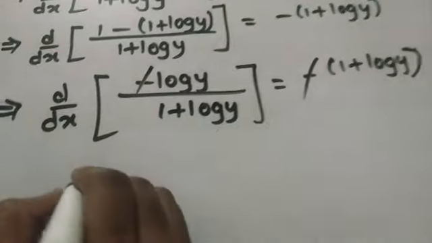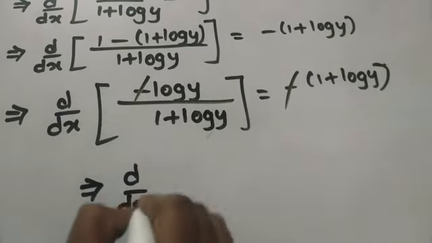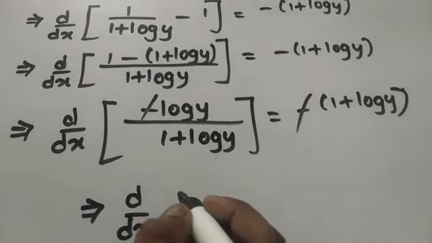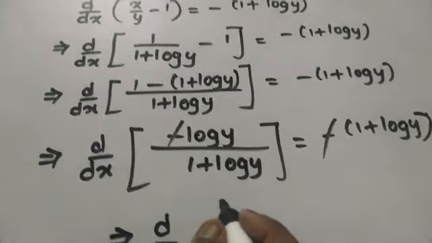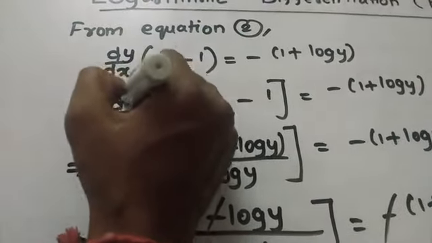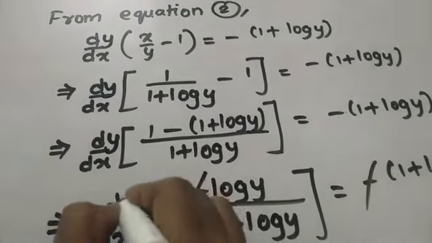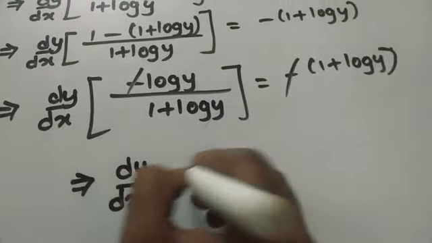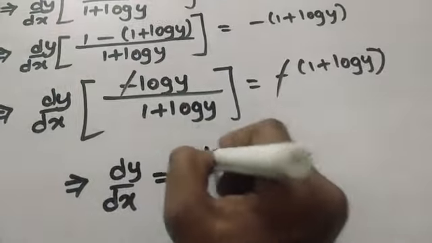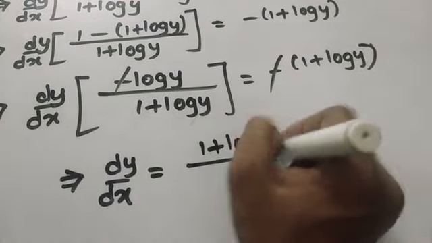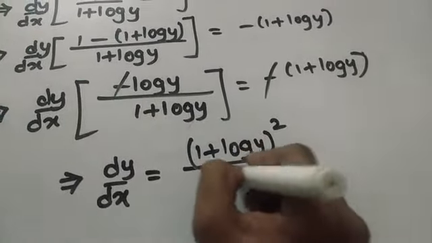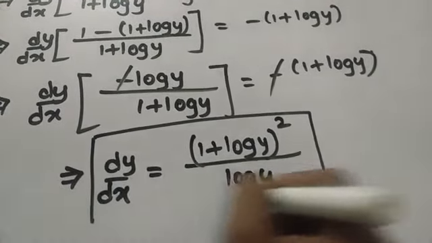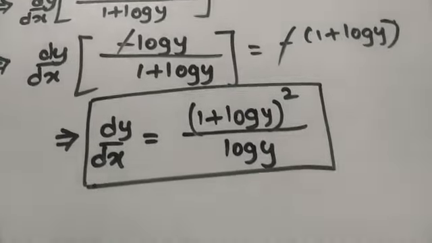Then now just do cross multiplication, that is dx, dy... it was dy by dx. I just forgot to write that. Yeah, it was dy by dx. So now just doing the cross multiplication, 1 plus log y whole square, and this side it is log y. So this is proved.